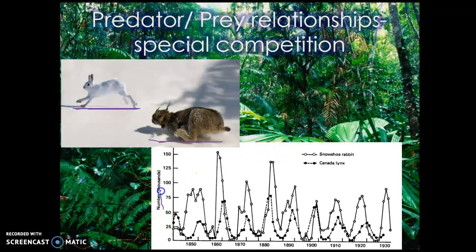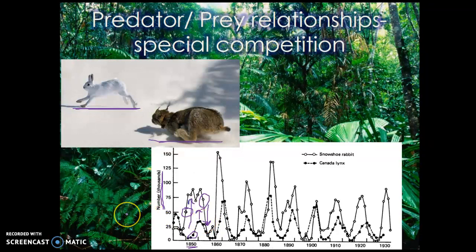And when you look down here, look at this graph. So this is the number in the population, and then this is the year that they estimated the population. The snowshoe rabbit is going to be the not filled in circles, and the lynx is going to be the filled in circles. And what you can see in this predator-prey relationship is every time the snowshoe hare population went up, the lynx population went up. And when the lynx population went up, that means they could start to eat more hare. So then what happened? The hare population would go down.